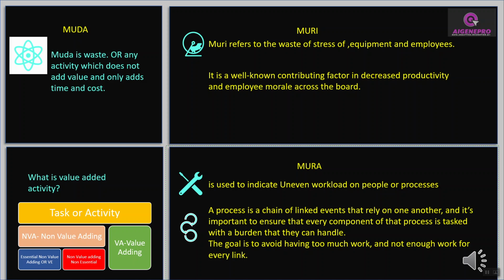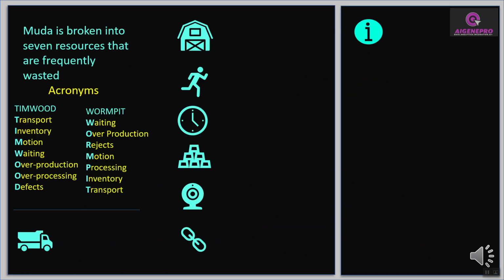If any of these three points are missing, the step or process cannot be said to be a value-adding step. With this definition, all activities in the process can be divided into VA, or value-adding activities, and NVA, or non-value-adding activities. NVA are further classified into essential non-value-adding, or value-enabling activities, which do not produce any customer value but are essential for creating another value-added activity, and non-essential non-value-adding activities. These non-essential non-value-adding activities are the 7 deadly sins. MUDA is broken into 7 resources that are frequently wasted.